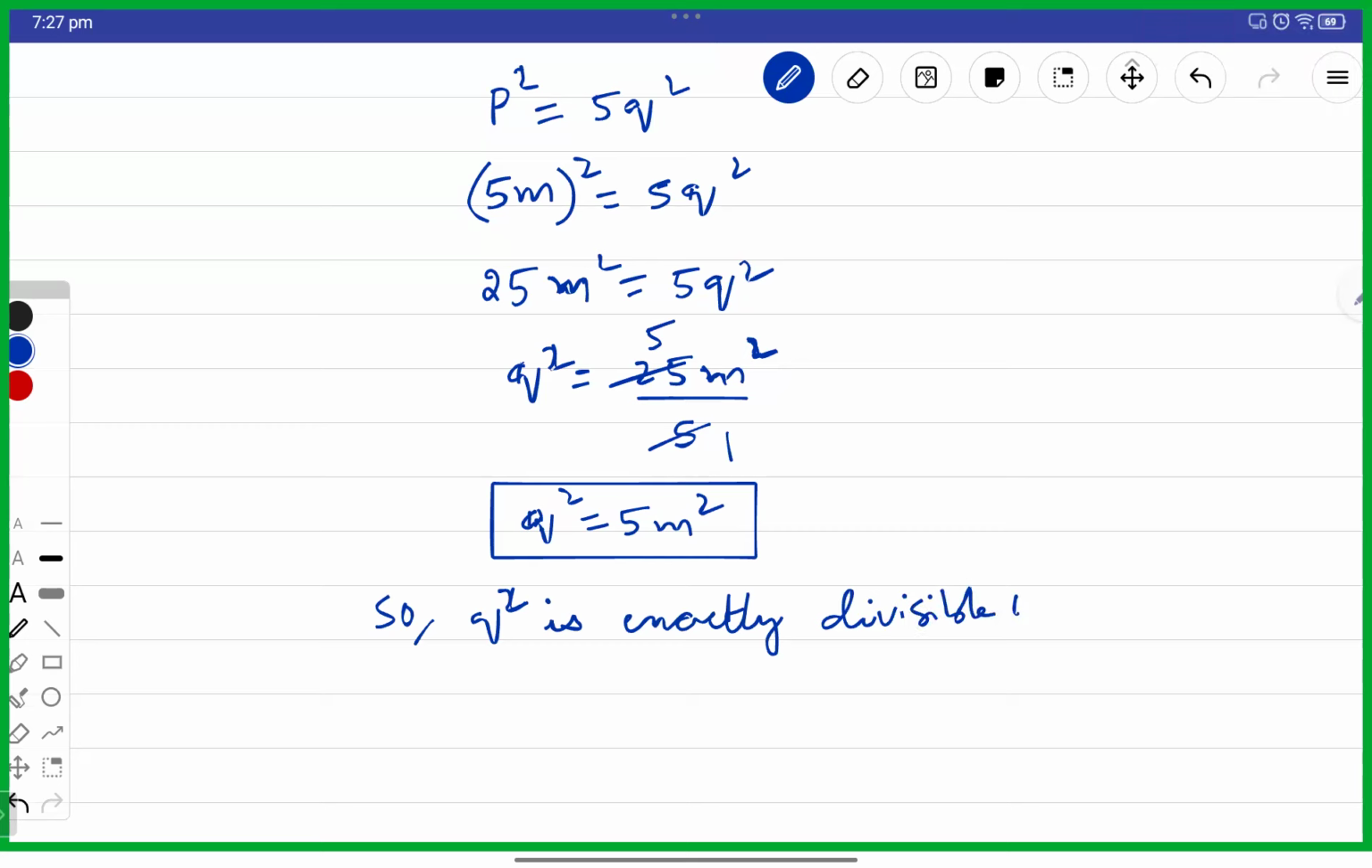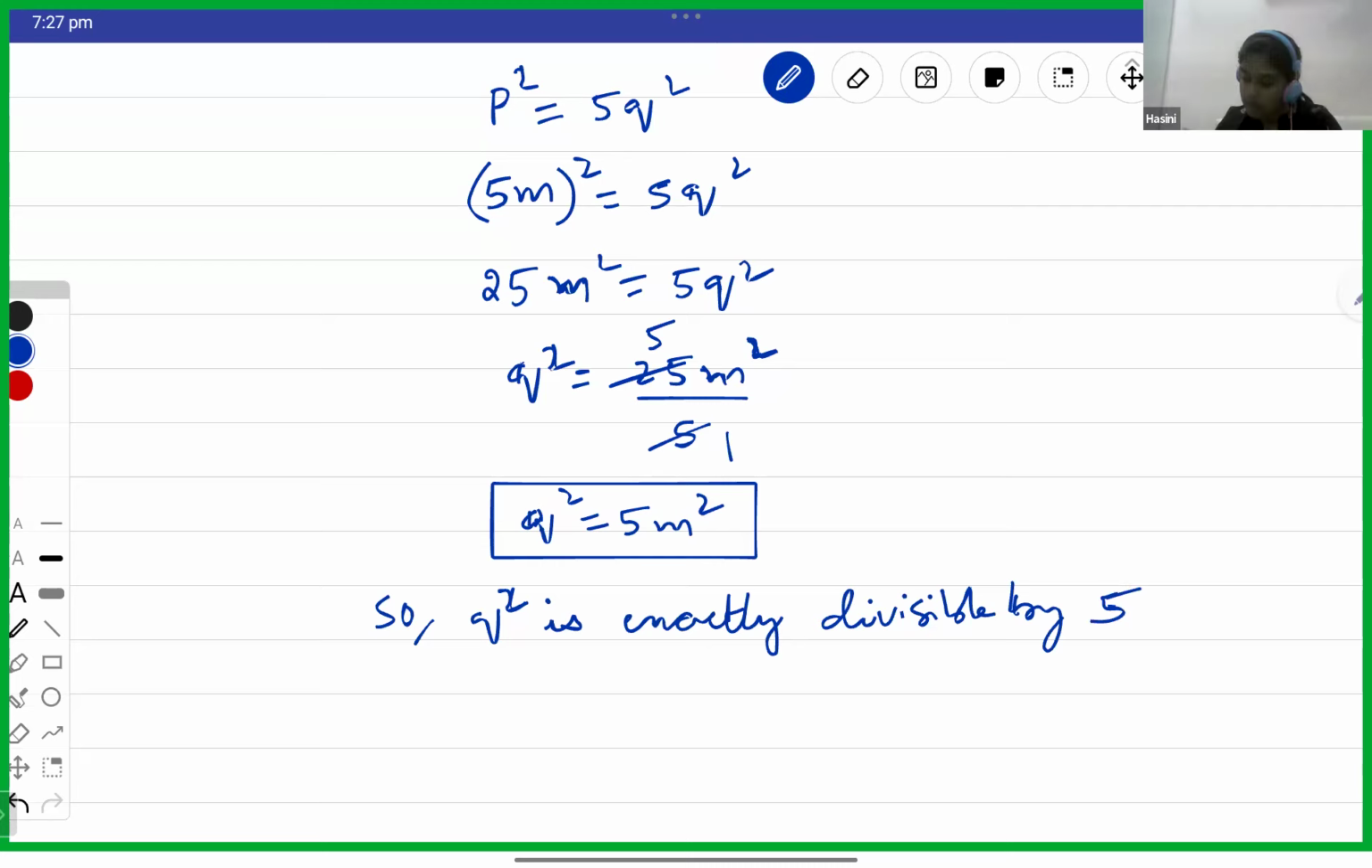The reason is, q square is equal to 5 into something means q square is exactly divisible by 5. Like 25 is equal to 5 into 5, 20 is equal to 5 into 4. It means 20 is divisible by 5. That is the meaning: q square is equal to 5 into something means q square is exactly divisible by 5.